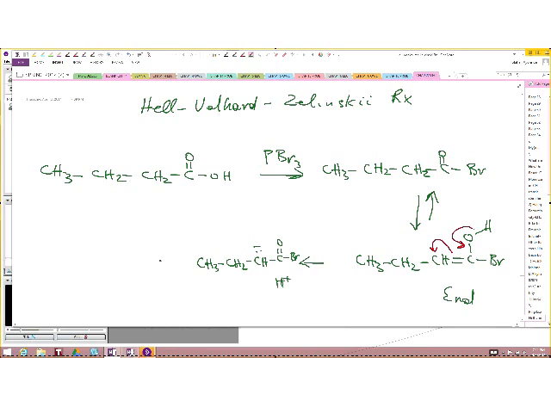And then, of course, once you have bromine in the system, before the enolate will pick up the proton here, you simply displace the bromine. Now you get the product. And that is why when you do this reaction, you add the phosphorus tribromide and the bromine at the same time.